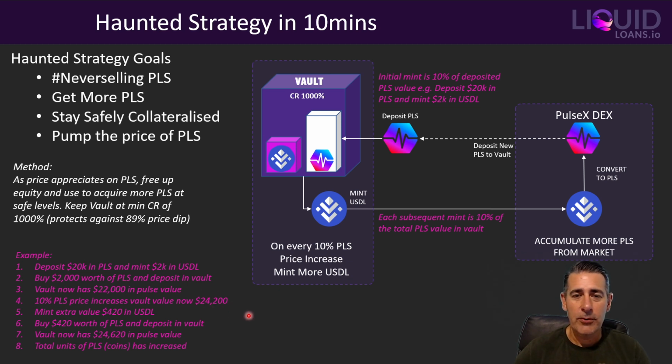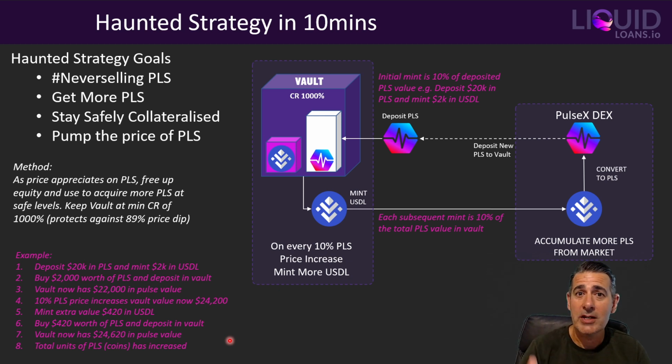Okay, what do we do with that $420 worth of USDL that we've just minted? We send it back through our same process. We send it over here, buy more Pulse, add that to our vault. So now we've purchased our $420 worth of Pulse and deposited it into the vault. Our vault now has $24,620 worth of Pulse value contained in it. What's important is the total units of Pulse, in terms of coins or tokens, however you want to refer to them. The total amount of Pulse we have has increased because we've extracted some value, gone out to the market, purchased more Pulse, and added that to our bag of Pulse in our vault.